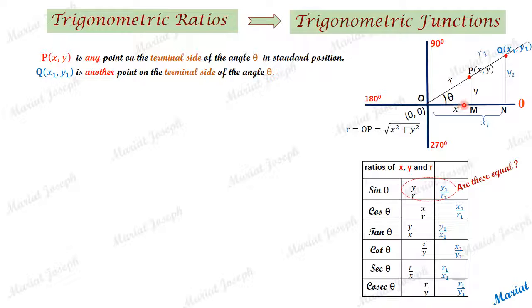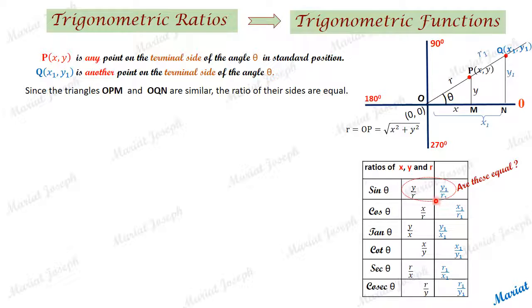So, one pair of angles of the smaller triangle is respectively equal to one pair of angles of the bigger triangle. So, by AA similarity, the two triangles OPM and OQN are similar. Hence, the ratio of their sides will also be equal. That is a property of similar triangles. So, we can say this y upon this r must be equal to y1 upon r1. What have we got? Y upon r is equal to y1 upon r1.